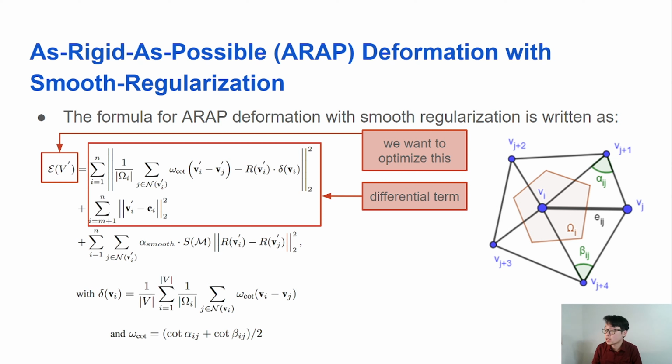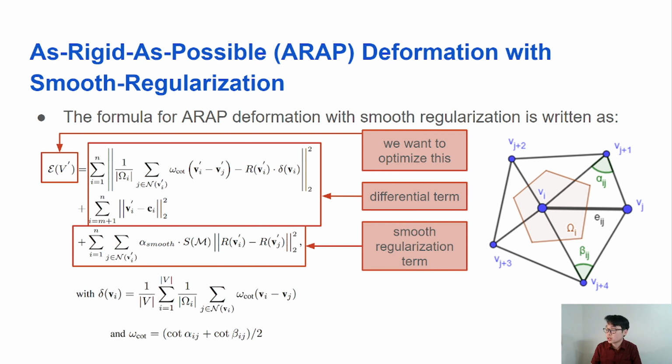The first one is the differential term, which portrays the curvature loss along the surface of the mesh in the deformed and the original one. And the second term is the smooth regularization term, which can be tuned for the smoothness along the surface. We don't want it to be so harsh. We want it to be as smooth as possible.